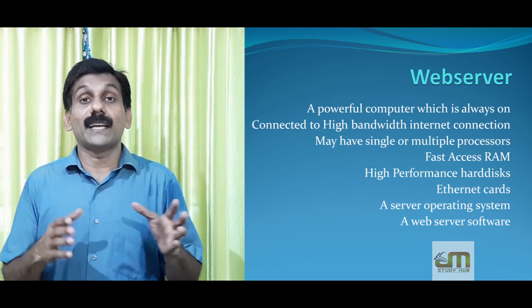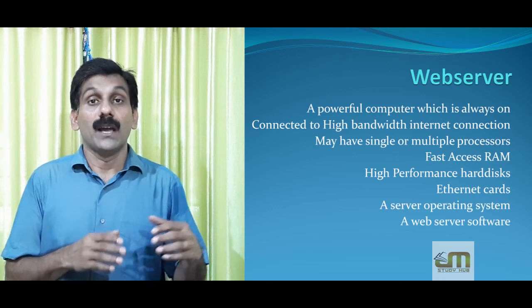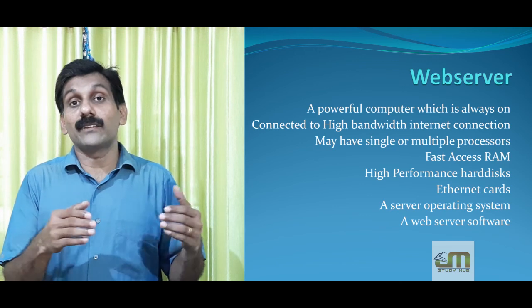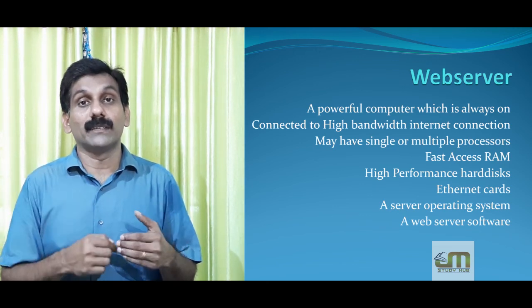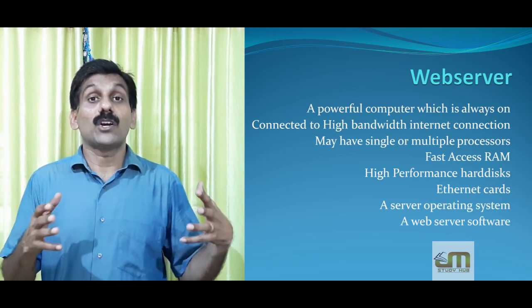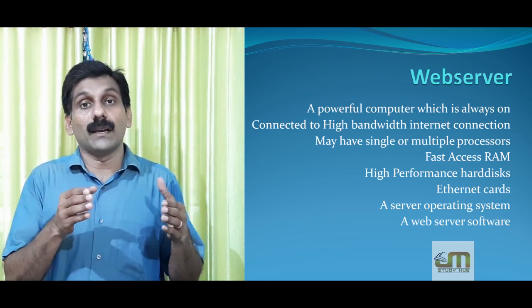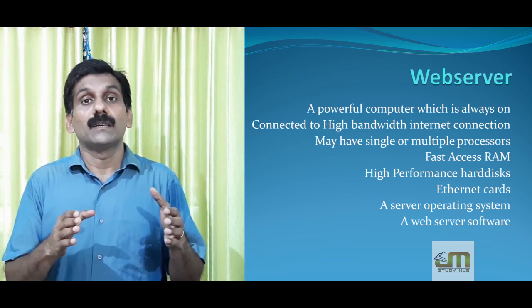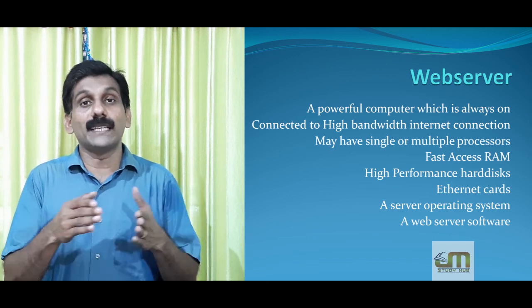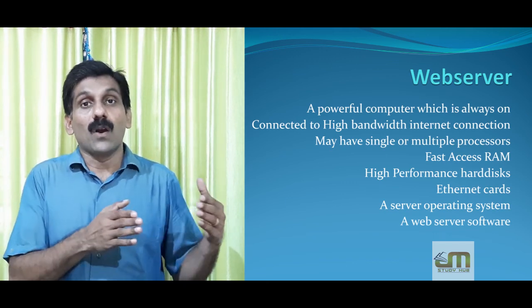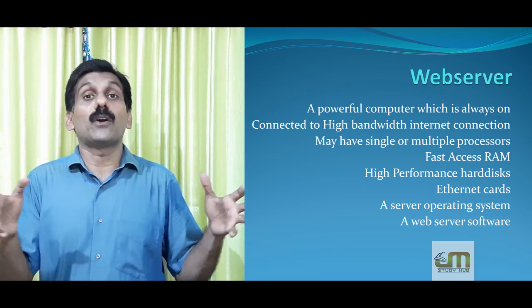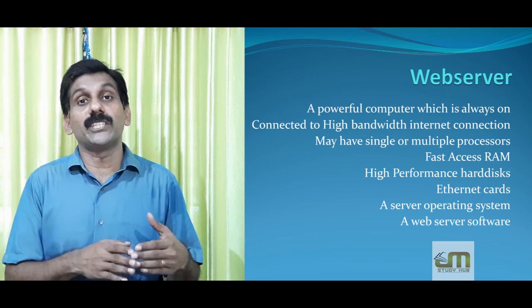Then it should have a fast access RAM, random access memory, a high performance hard disk, and Ethernet cards. Ethernet cards are interfaces to which the network communication is given. Then a server operating system. Server operating systems are operating systems like Linux based operating systems, FreeBSD, Red Hat, etc., or Sun Solaris or Microsoft Windows Server. These are the server operating systems which should be installed in a web server machine.